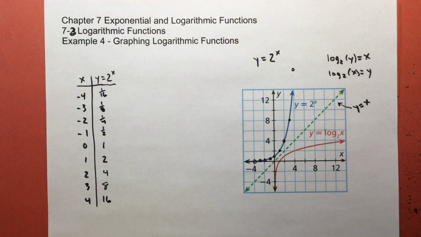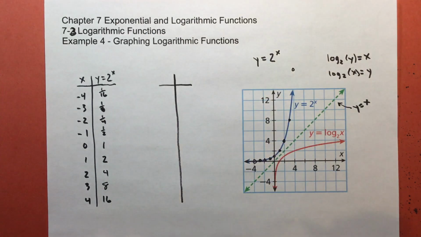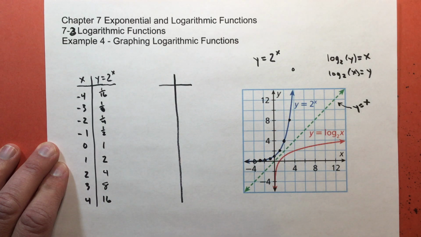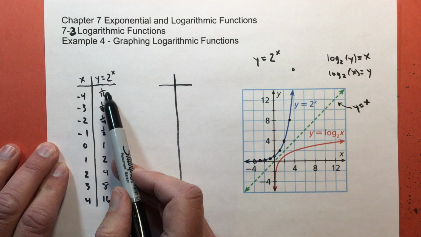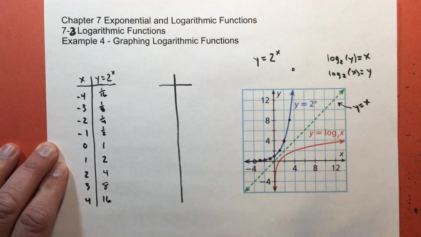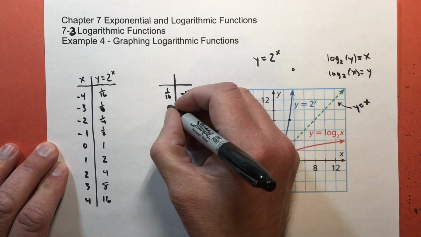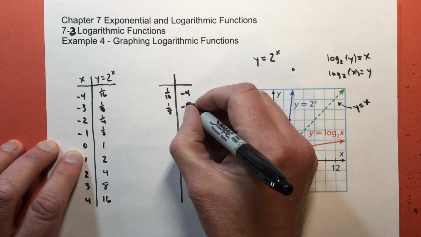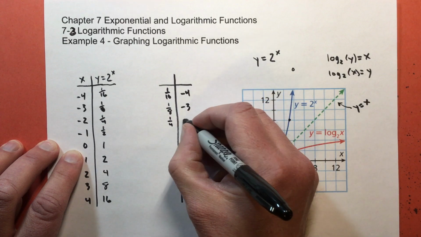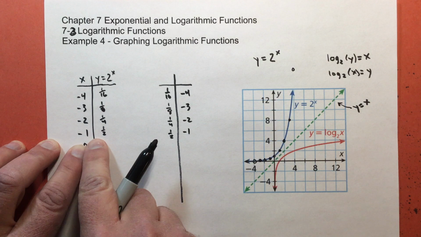Got it? How do I come up with the logarithmic table? All that I have to do is switch the x and the y. So x is -4, y is 1/16. I switch them, right? I'm going to do that in a second. 1/16 gives -4. 1/8 gives -3. 1/4 gives -2. 1/2 gives -1. I just switched them.